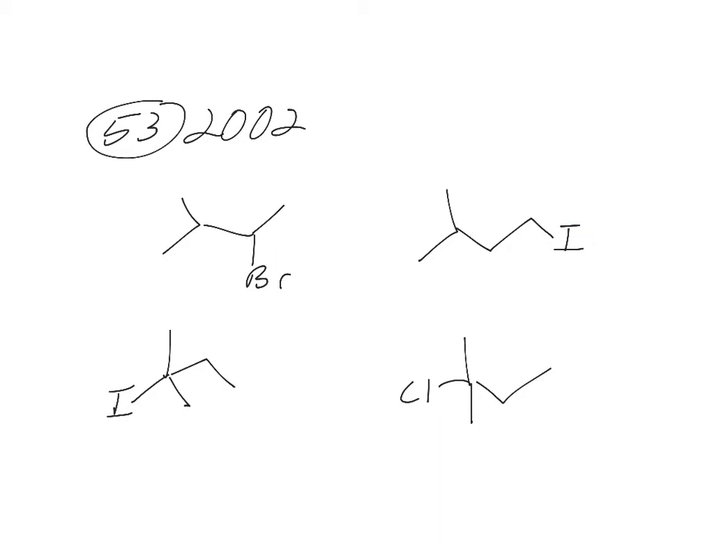Yes, iodine is a good leaving group, but it doesn't matter if it's a great leaving group if it's going to form a primary carbocation. It doesn't matter. Bromine's a good leaving group too, but that's only going to form a secondary carbocation. These are both going to form tertiary, so now we're just comparing these two. They're both going to form tertiary carbocations, and the only difference is iodine versus chlorine.